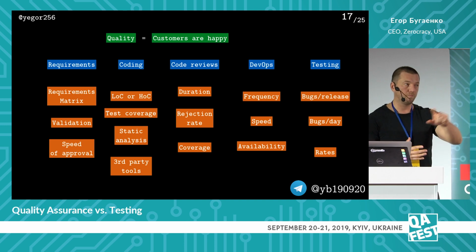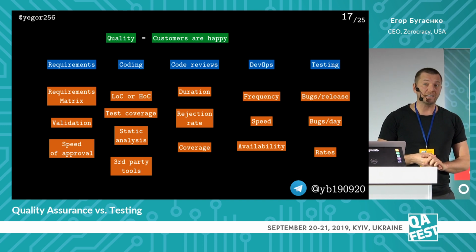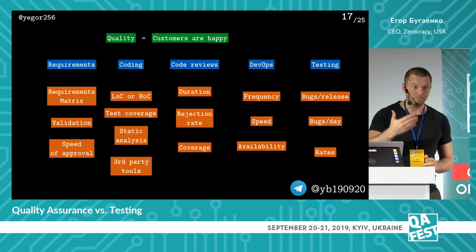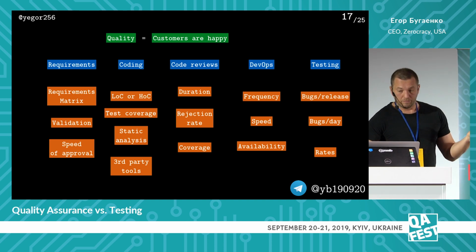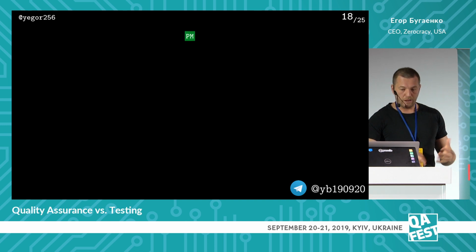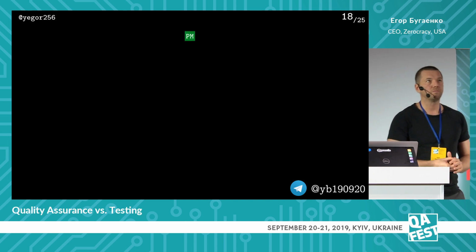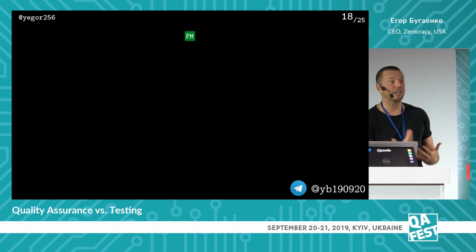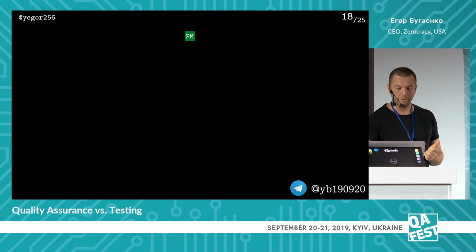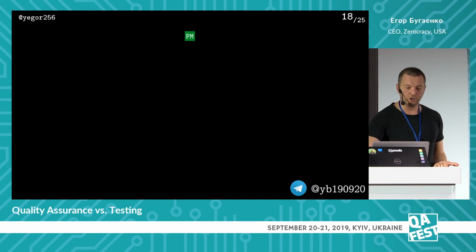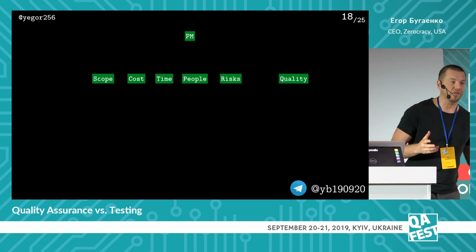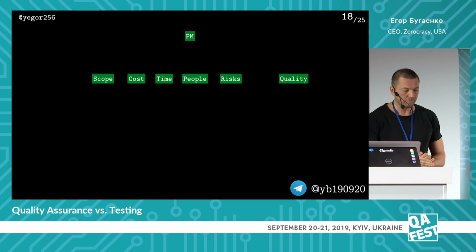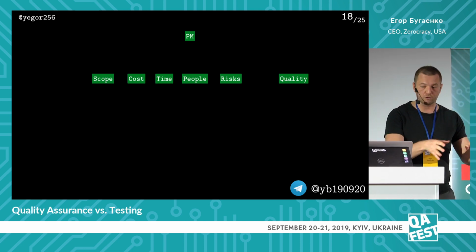I'm not sure whether in all of your teams testing is measured by itself, like how good your testing is, but it should be. Let me give you a practical example of how this procedure of addressing quality issues should look. Let's say again I'm a project manager and I have scope, cost, time, people, risks, quality, different knowledge areas, different areas of control of how I control my team.